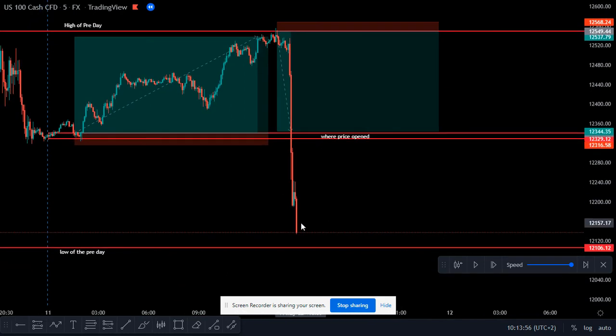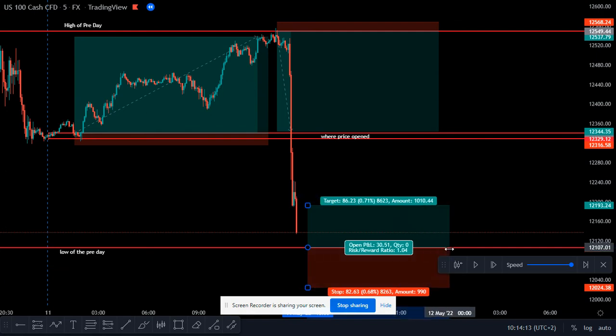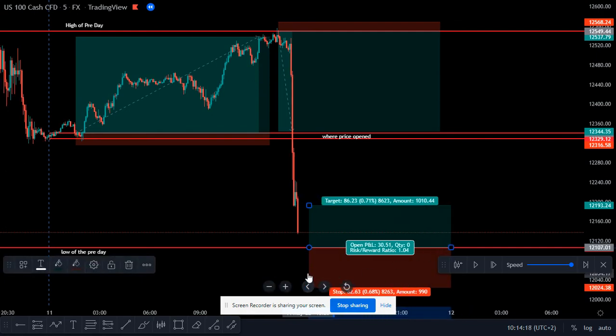Now as you can see, it's going back to the low of the previous day. What do we do? If you guessed, we take a buy. Of course, that's what we do. We take a buy. Now make sure you have a minimum stop loss where we can have a good risk to reward ratio.